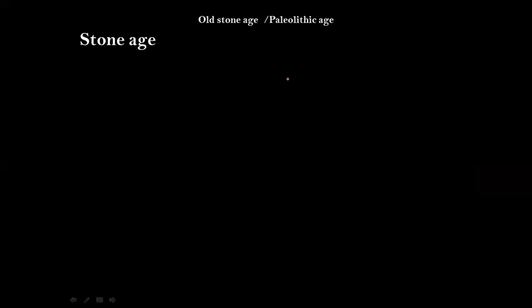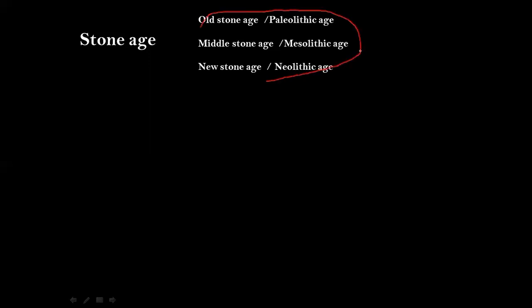The Stone Age is divided into the Old Stone Age, Paleolithic, which is further divided into Lower Paleolithic, Middle Paleolithic, and Upper Paleolithic. After the Paleolithic Age, we have the Middle Stone Age or the Mesolithic Age, followed by the New Stone Age, the Neolithic Age. So these are the three ages that fall under the domain of the Stone Age.